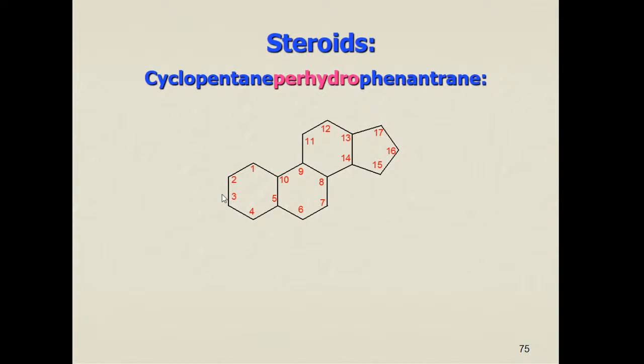Aromatic means unsaturated. If a hydrogenation reaction happens completely, it becomes saturated, full of hydrogen. Such compounds have the prefix perhydro. So these three benzene rings are not benzene rings anymore, but cyclohexane rings. They're known as perhydrophenanthrene. And at the 13-14 position a cyclopentane was added, and that's why the whole name is cyclopentane perhydrophenanthrene.